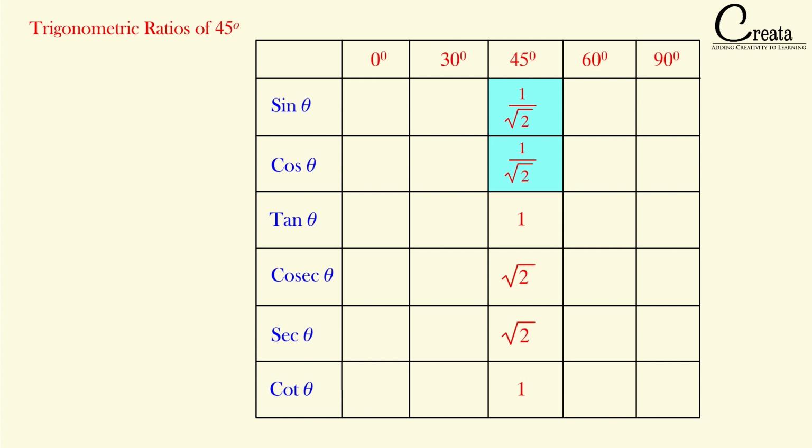So for the time being, we will just ignore cosec, sec and cot. We will only focus on sine, cos and tan. Here sine 45 degree and cos 45 degree both are equal to each other. This is the observation. You should note it down.